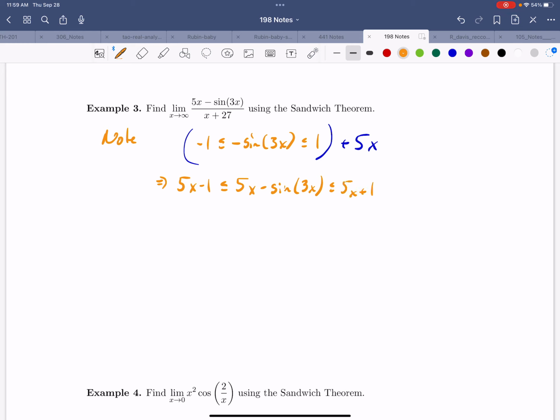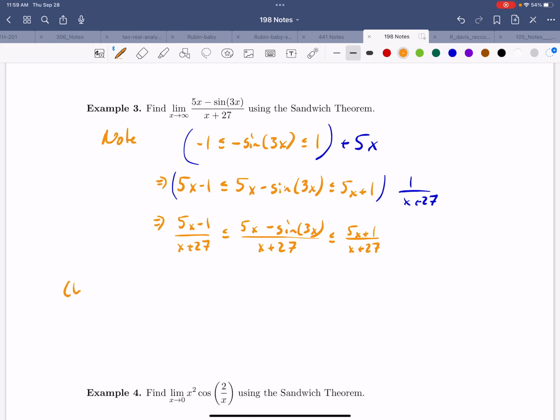Then at this point, you might guess what we're going to do. We're going to divide by x plus 27, or multiply by 1 over, right? So this is going to give us 5x minus 1 all over x plus 27 as our lower bound. And what do you know? We have the original function in the middle here. Remember, that was the entire goal of all this. And then on the right, we have our upper bound.